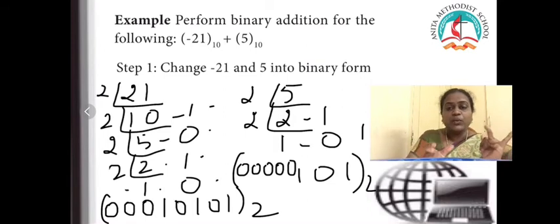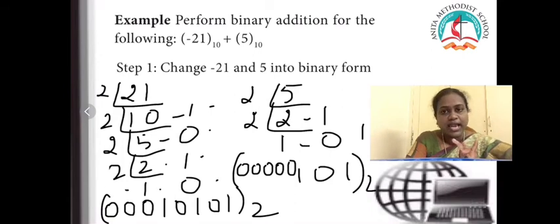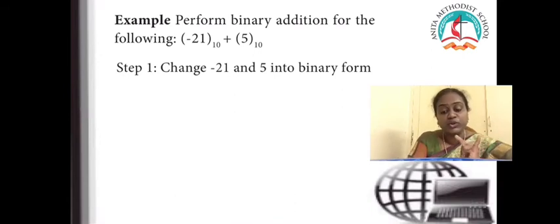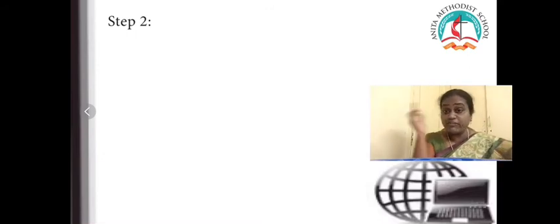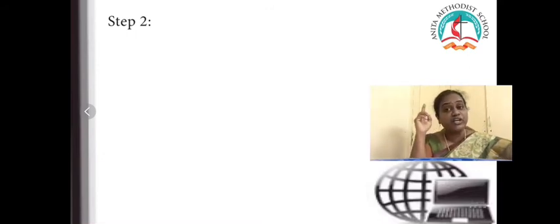Second point, this number, this 21, is negative. So with this negative number, I cannot add. So I have to convert that into 2's complement. That will be my second step. So the second step will be converting into 2's complement. For 2's complement, I cannot straight away move to 2's complement. I have to convert into 1's complement, then to 2's complement.